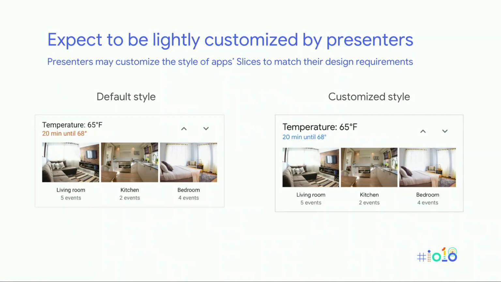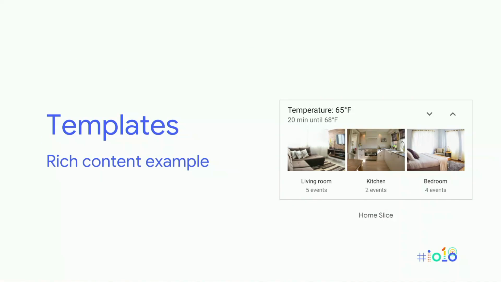Things presenting slices can also customize them. So they've got some flexibility with increasing font size, changing the font style, and maybe overriding any colors that you set. Because we want slices to feel at home in the surface that they're being presented in. So I'm going to walk you through an example to build this home slice, which allows you to control your temperature and see the many video cameras that you might have in your home.